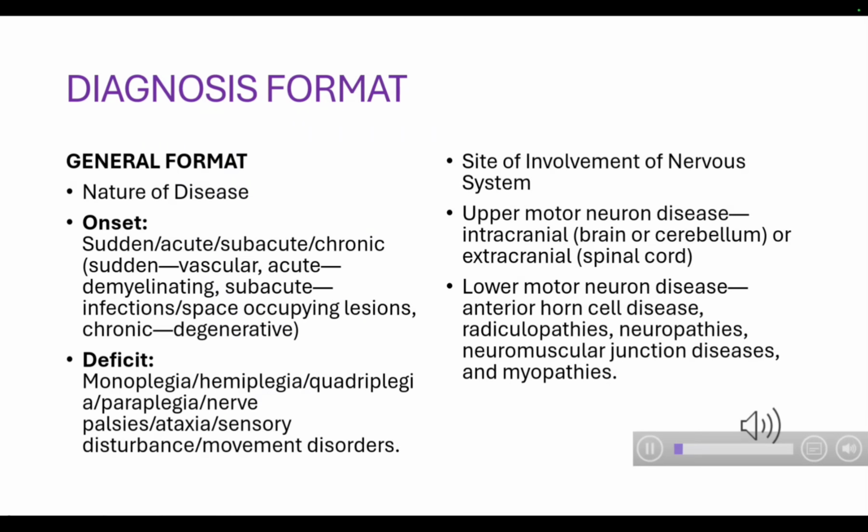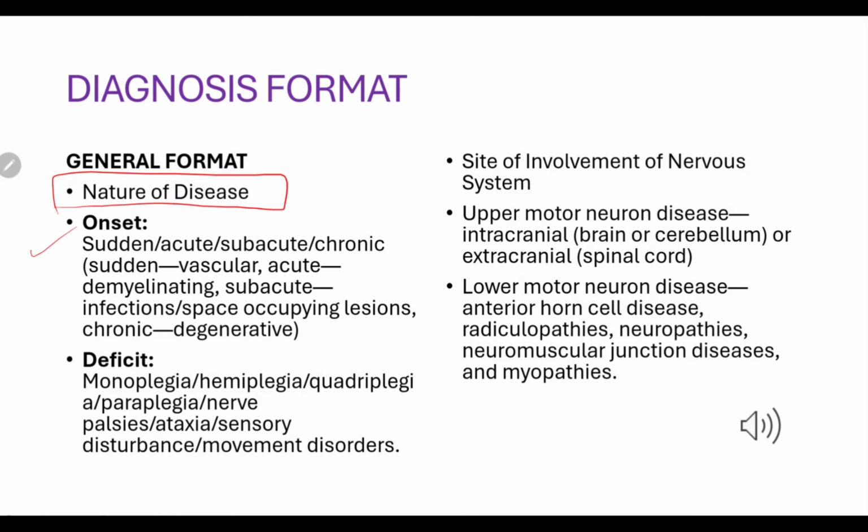Once you gather all this data across the 13 pillars, you have to synthesize it into a clear case summary. Our proforma format requires you to define two things clearly: the nature of the disease based on its onset, and the precise site of involvement within the nervous system, distinguishing upper motor neuron from lower motor neuron pathways.